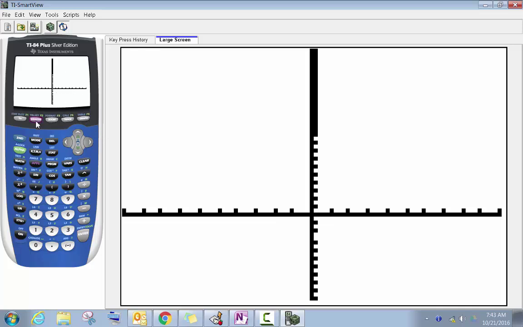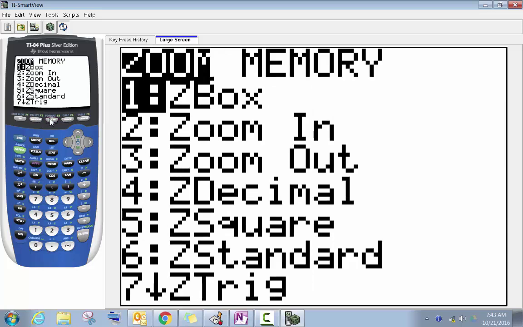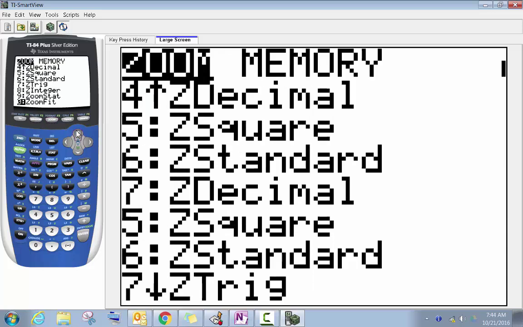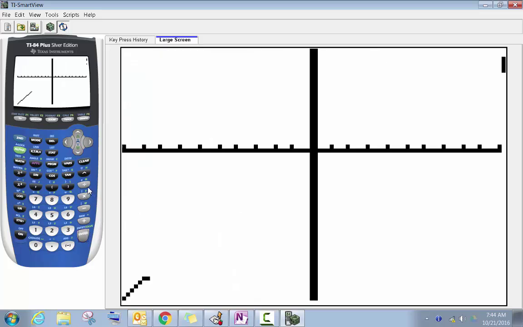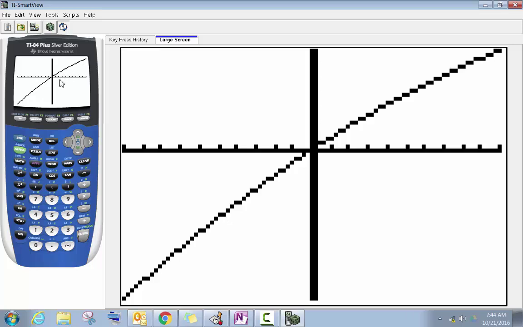So to start, I'm going to hit the window, zoom, and do zoom fit and see what it does. Alright, we're starting to see, we still can't see the vertex. We see 1, 0, but we don't see the vertex. So I'm going to go to my window. I need to see farther to the right on the x value and farther up.